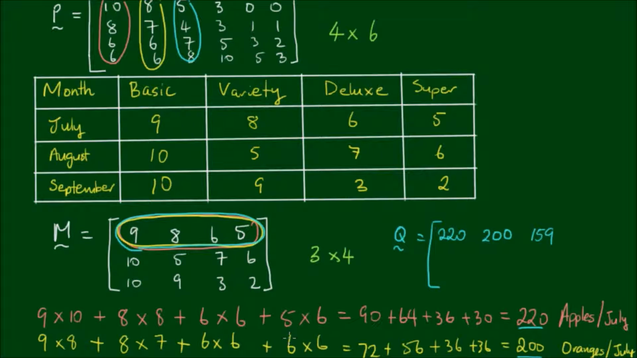And sorry, I've made a mistake here. This should be 5 by 6, which means that instead of 200 oranges in July, it's 194. So as you can see, matrix multiplication can be quite a tedious process, and it's easy to make mistakes, and that's why for large matrices we tend to use calculators and computers.